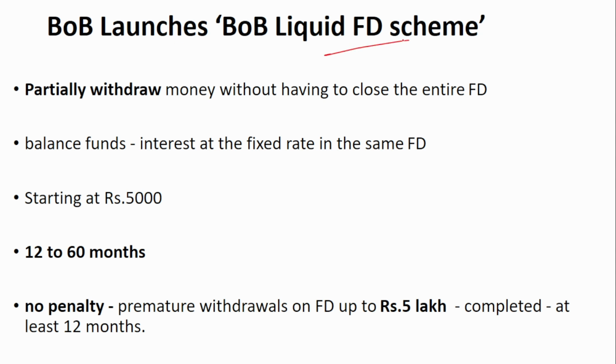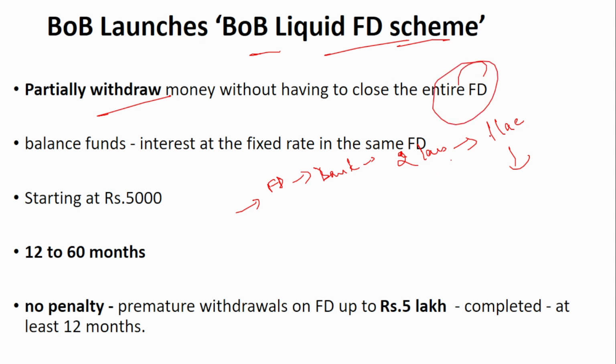Next is about an FD scheme that has been launched by the Bank of Baroda. This is called the Bank of Baroda Liquid FD scheme. Generally, if a customer has opened an FD account in a bank, say suppose he or she has opened a 2 lakh FD account, but after a few days meets an emergency and requires 1 lakh rupees from this FD, generally you have to close the entire FD, take only the money that you want, and again put the remaining amount back into the FD, right? That is only allowed. But this scheme allows you to partially withdraw money without having to close the entire FD. So say of 2 lakhs, you want only 1 lakh.